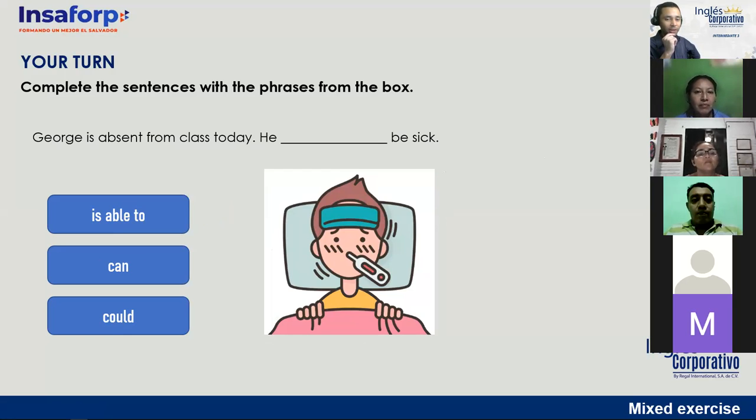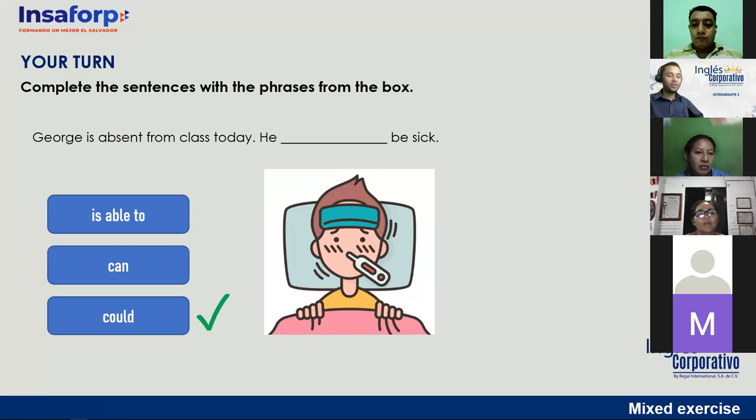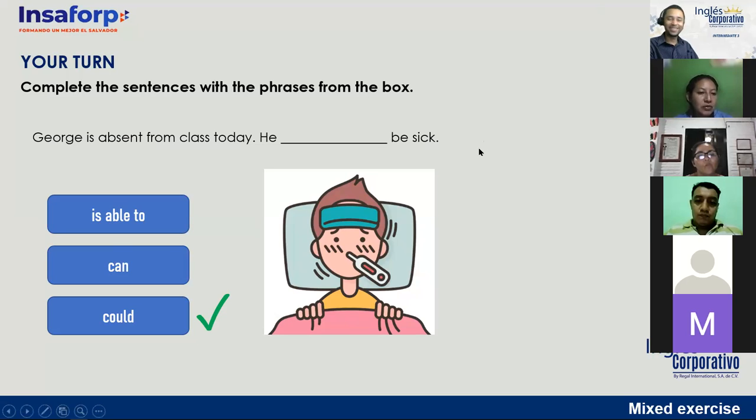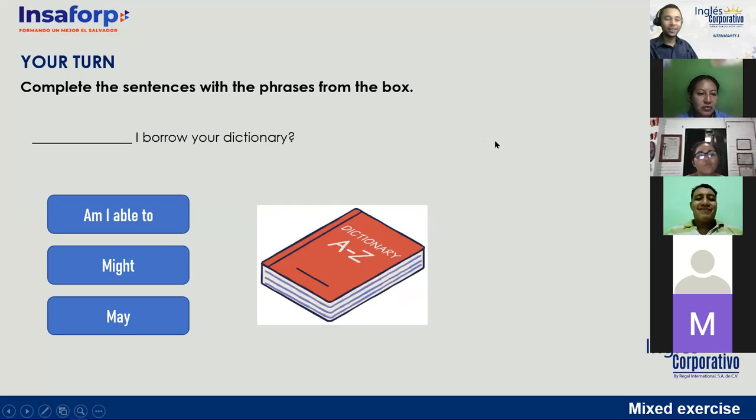Okay. So we have this one. George is absent from class today. He, blah, blah, blah, be sick. Could. He could be sick. The third one. Yes. That is right. Okay. He could be sick. Very good. Francisco was away for a second. All right. Can you read this one and complete it with the right word or words, please, Francisco?